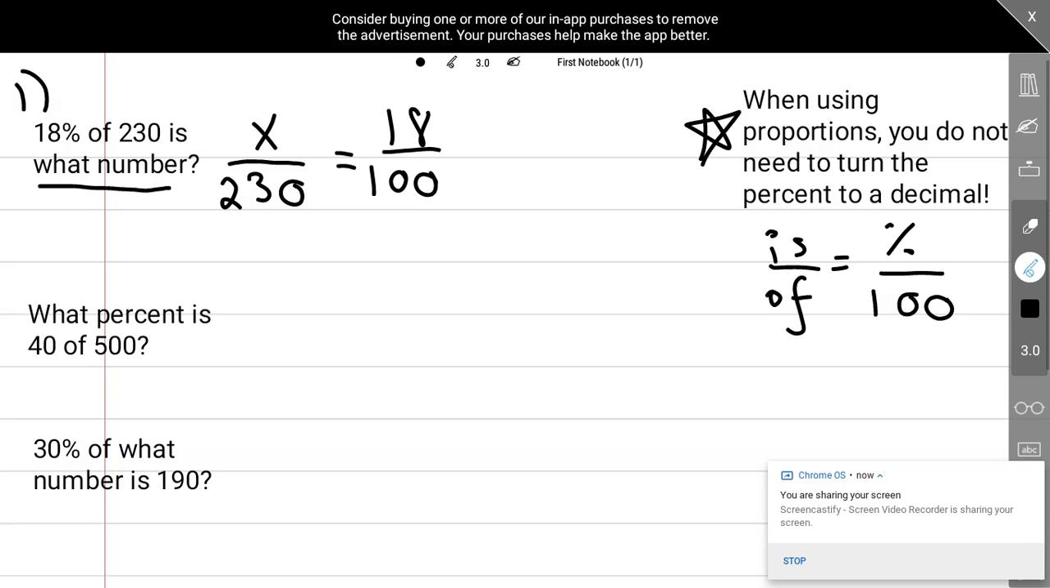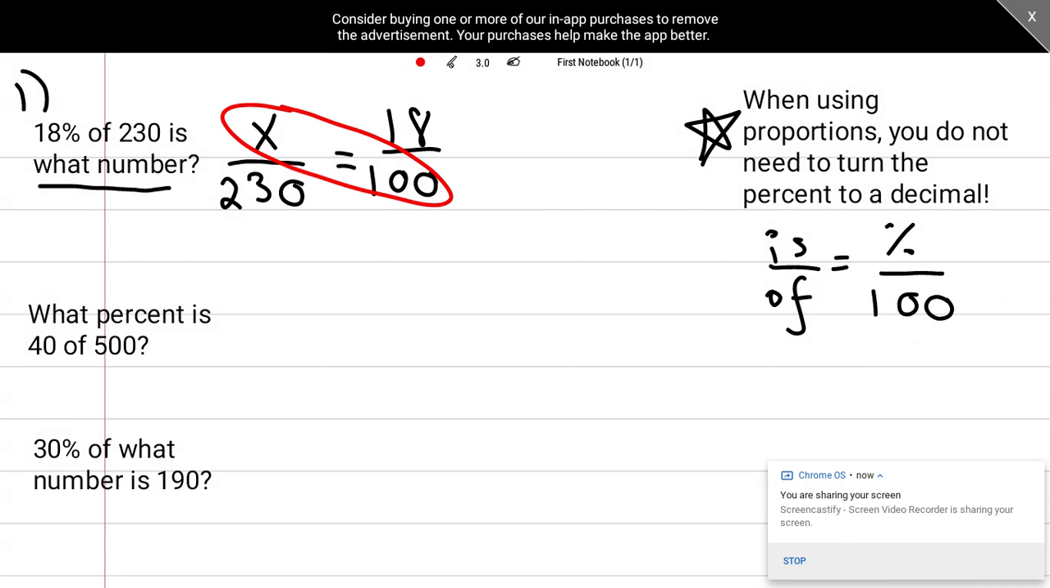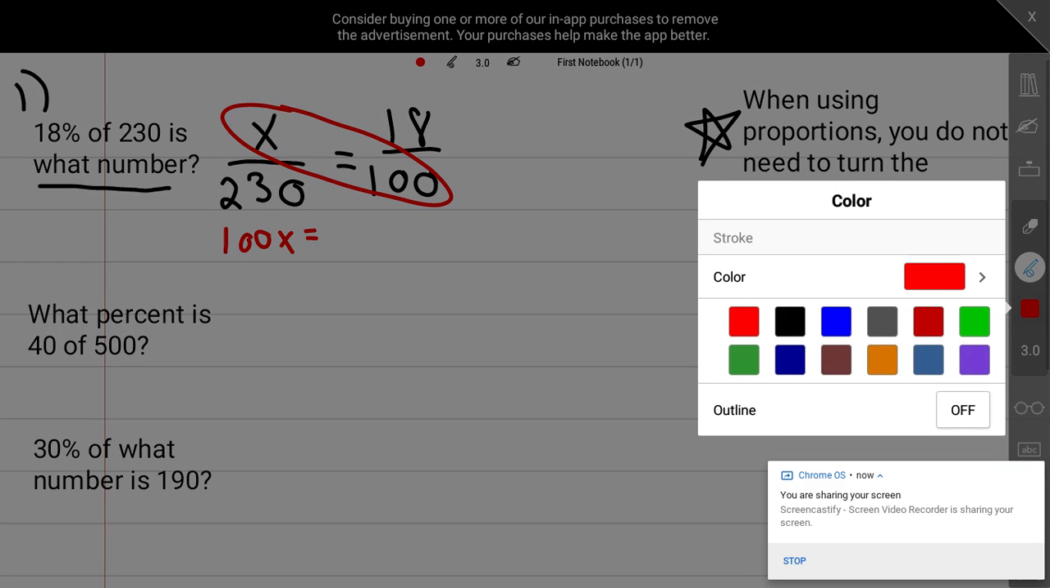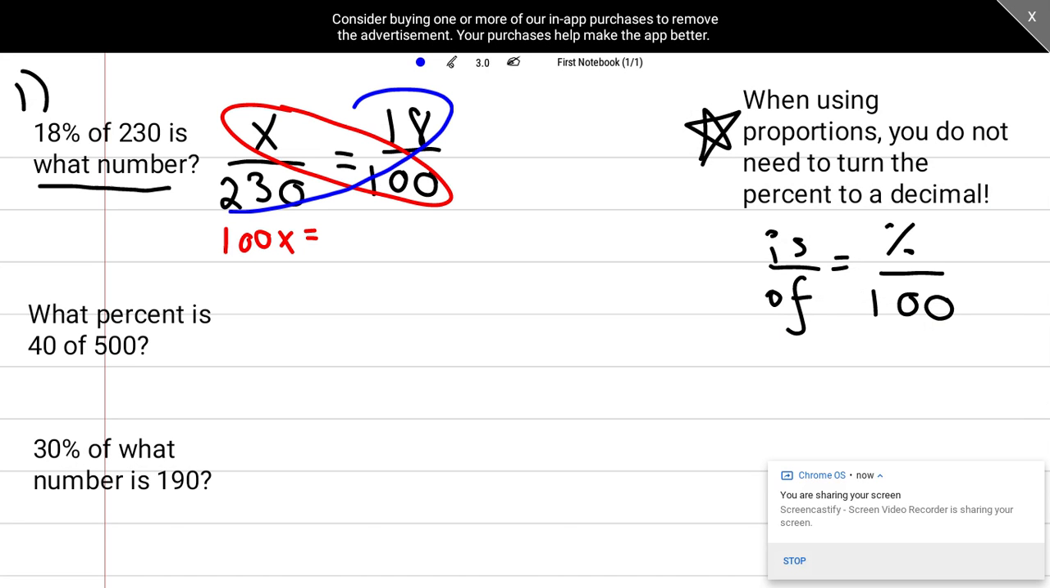So from here, I'm going to do something called the butterfly method, I like to call it. Everything in that red loop, you are going to multiply together. So 100 times x gives me 100x. It looks just like that, equals. Let's change to blue. I am now going to multiply 18 times 230 off camera with my calculator in hand. 230 times 18 equals 4,140.